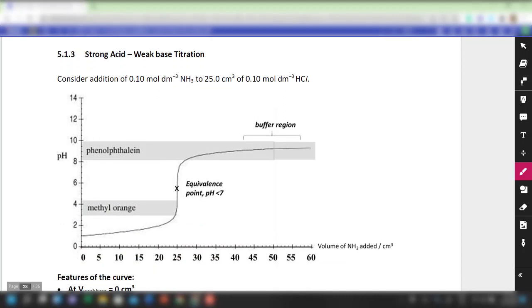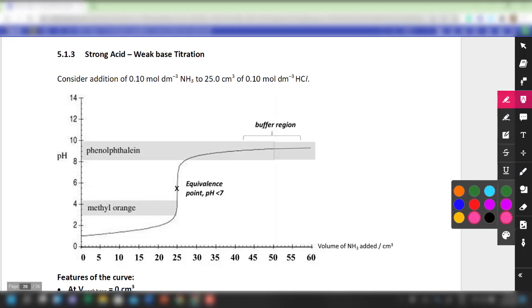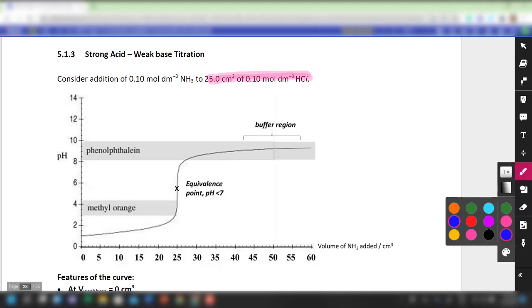Okay, so right now we have a strong acid and a weak base titration. Over here we are adding aqueous ammonia to a strong acid. So the strong acid is hydrochloric acid. This is a little bit different. The reason why this is a little bit different is that my hydrochloric acid is in the conical flask. So that is something you need to take note of.